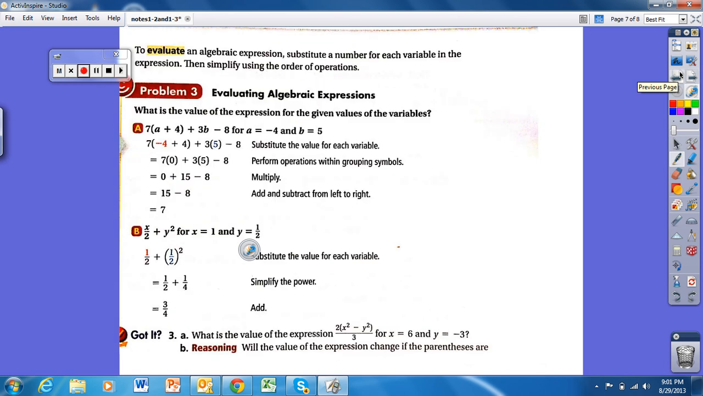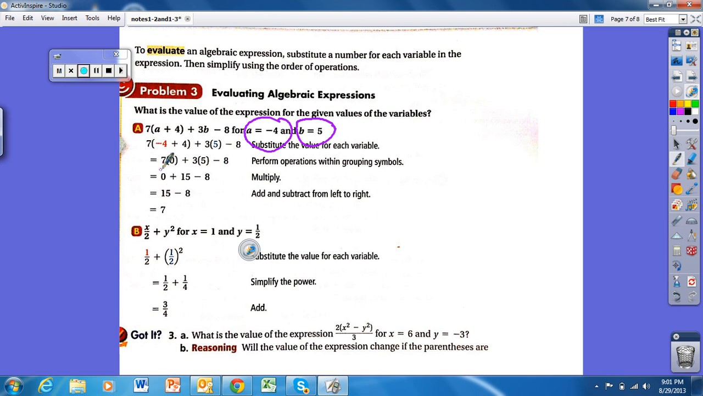Sometimes we have to evaluate algebraic expressions. We need to actually get an answer. So in order to do that, you need to take the numbers that you're asked to evaluate and plug them into the problem. So here we have 7 times the quantity A plus 4. So we put in negative 4 for A, plus 3 times B, we put in 5 for B, and subtract 8.